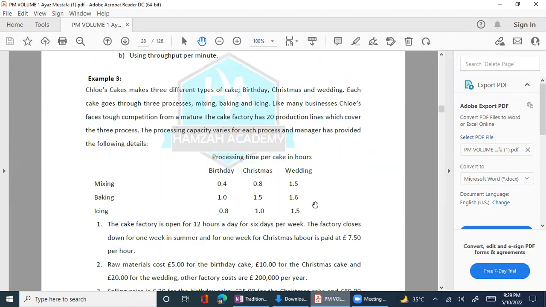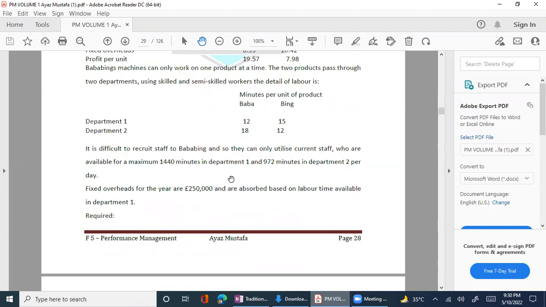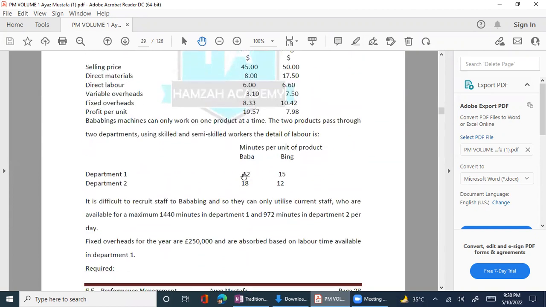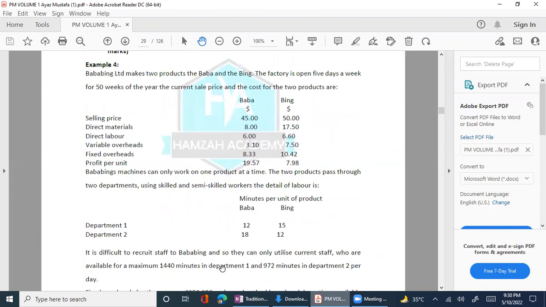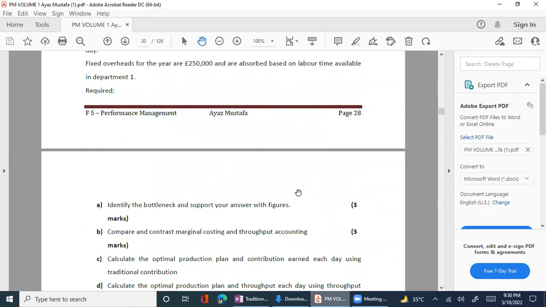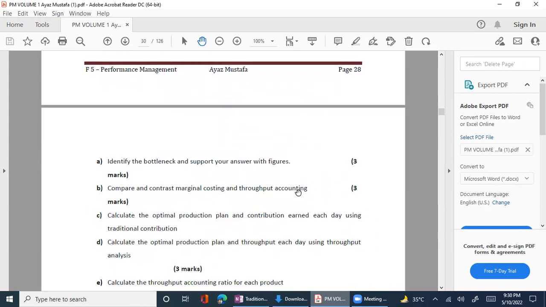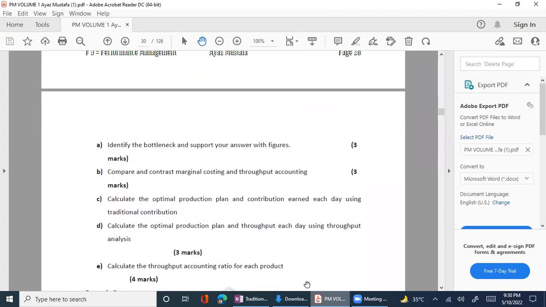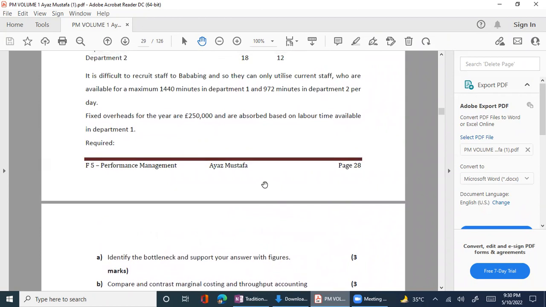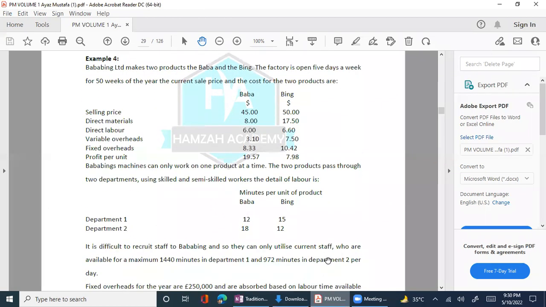Example 2, you will do it by yourself. This was a simple example. You already have the data. Are you all having these handouts with you? At the end of the last class, I shared them with all of you on WhatsApp when you requested the material. Now, in the next question, in the first part, we need to identify the bottleneck process and support the answer with the figures. So this is question number 4, example 4.